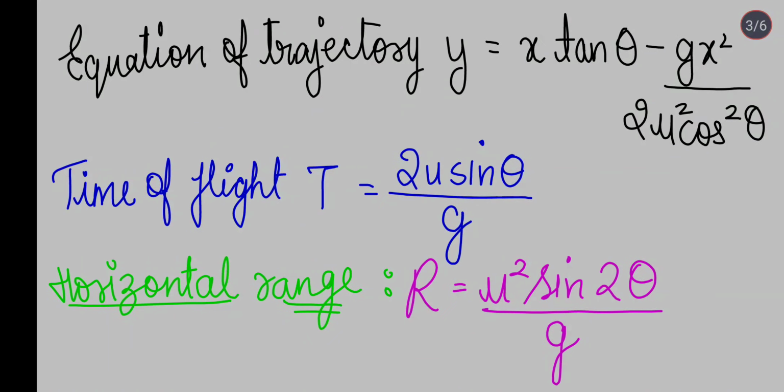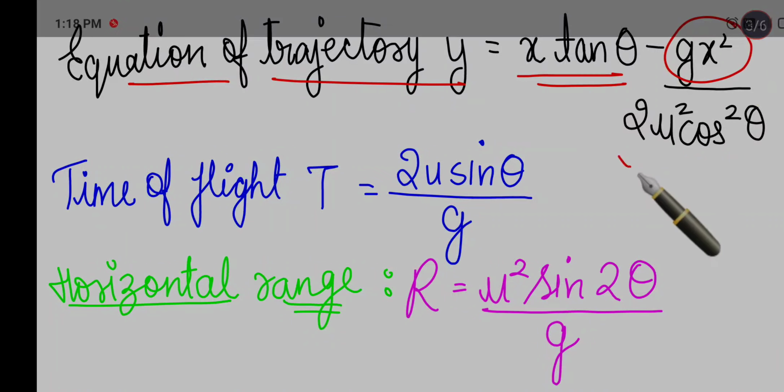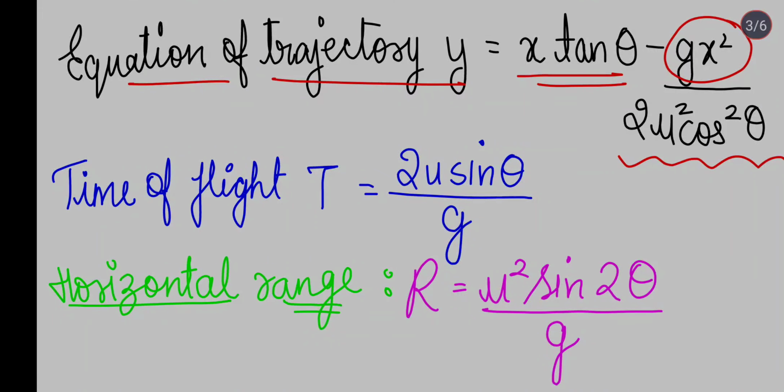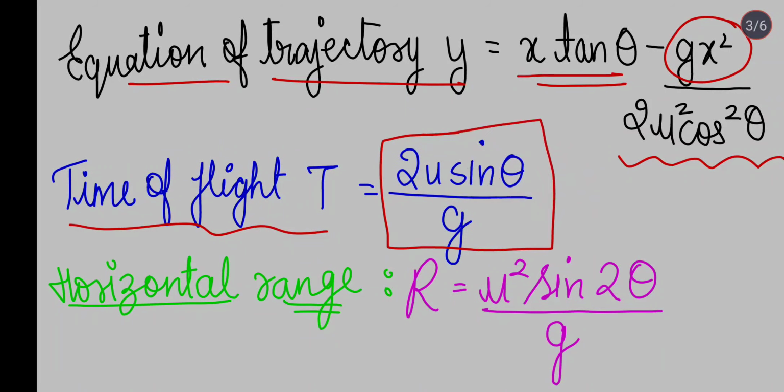In kinematics, what do we have? The equation of a trajectory: y = x tan theta minus g x squared upon 2u squared cos squared theta. Time of flight T is equal to 2u sin theta upon g. You already know what u, theta, g, and v are. Okay, R here is the horizontal range.